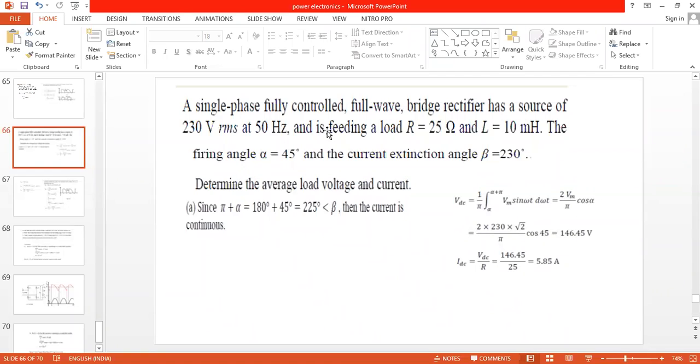Right, correct. I think the voice is breaking down. Right. Now, for any problem, first we have to calculate the average voltage. Why average voltage? We are converting bidirectional to unidirectional. It is the average voltage, right?